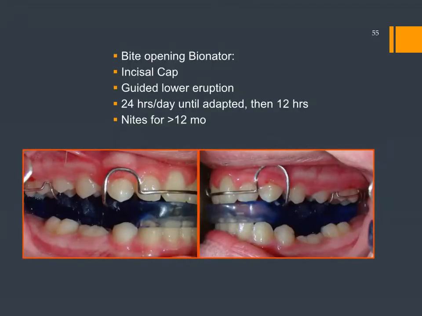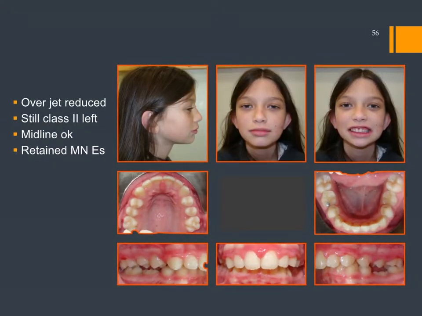So we gave her a bite opening bionator, which has an incisal cap to prevent the incisors from erupting, but posteriorly the plastic is trimmed away from the lowers to allow the first molars and bicuspids to erupt. So open her facial height and also reduce the overbite in front. So the overjet and overbite is reduced after 12 months or so.